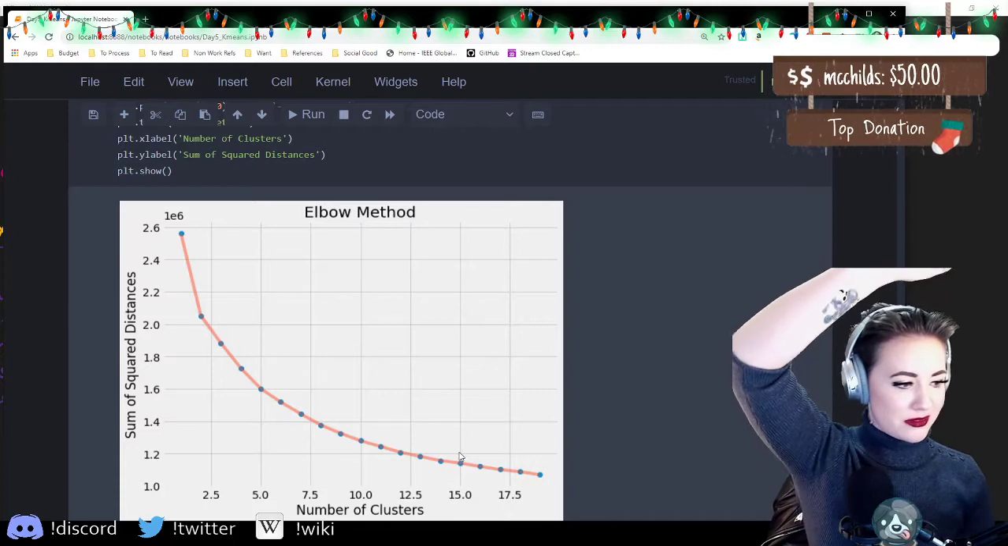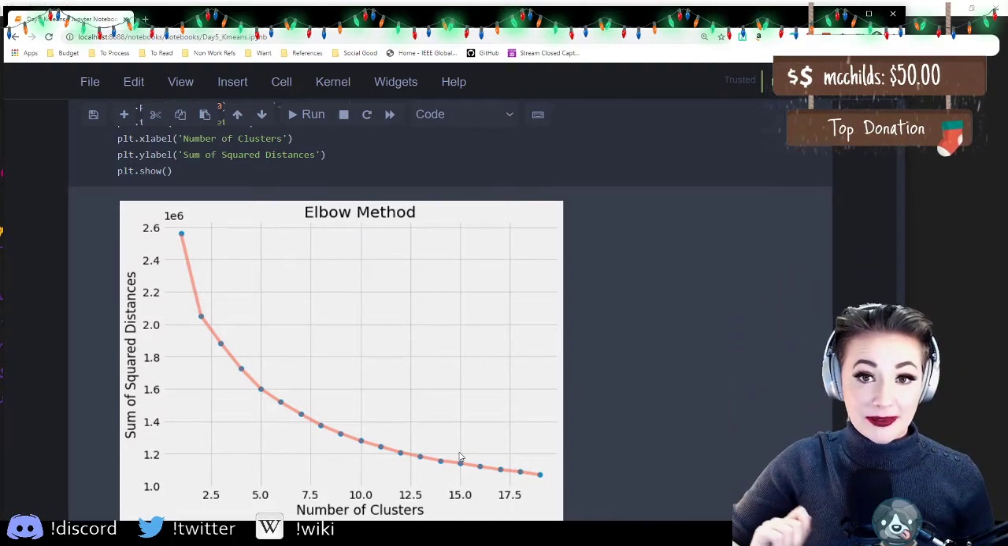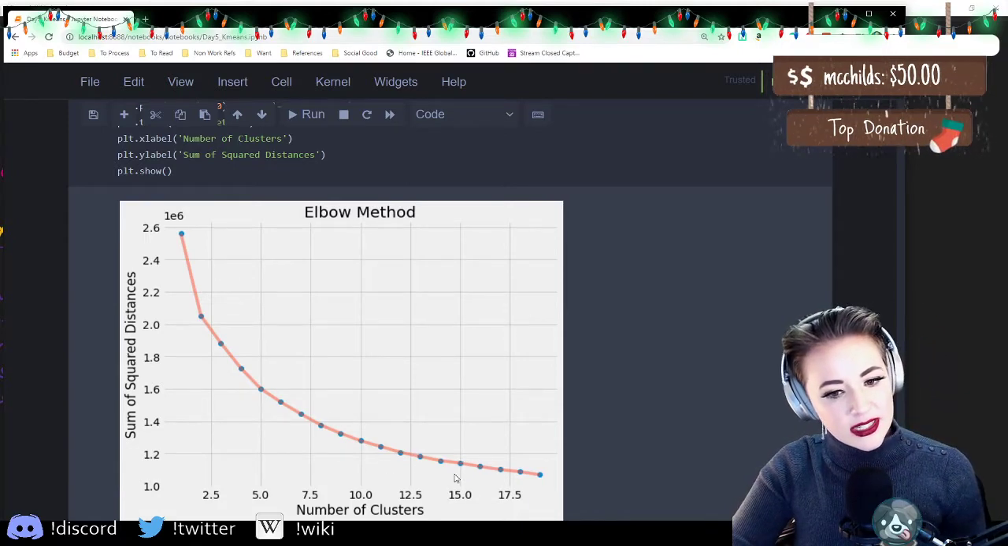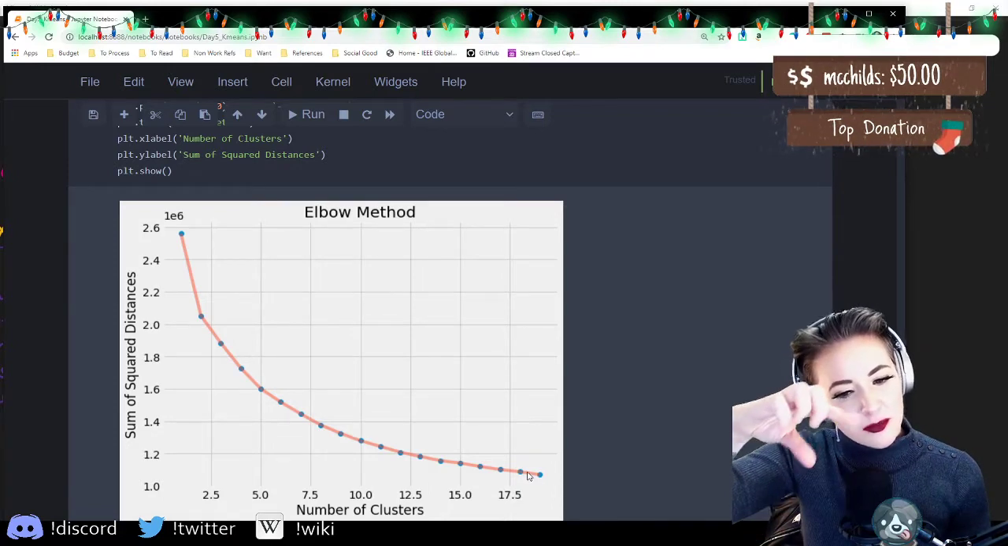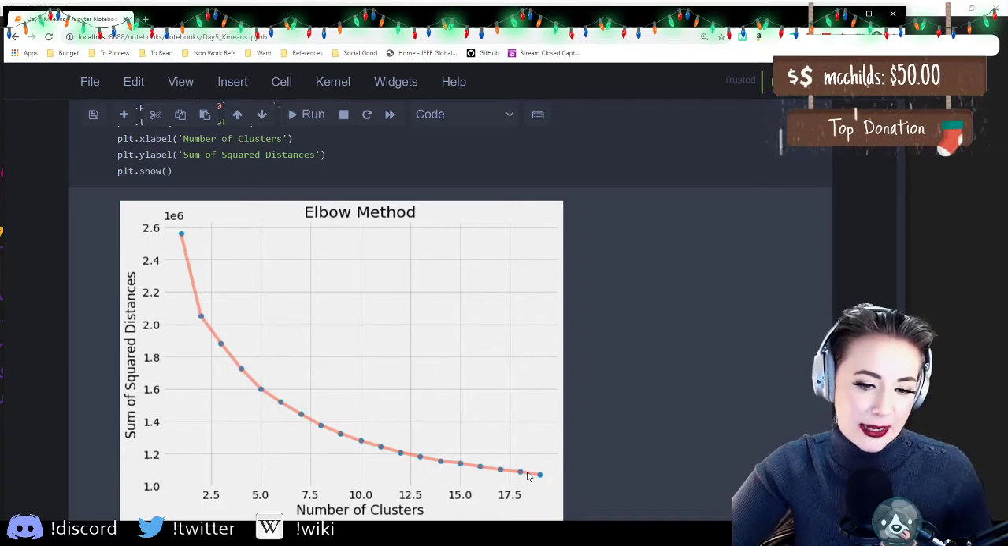You can't even see my elbow. The point at which the graph starts to flatten. So here I picked 10, because that seems to be about the point where the drop, our change in Y here, seems to be lessening.